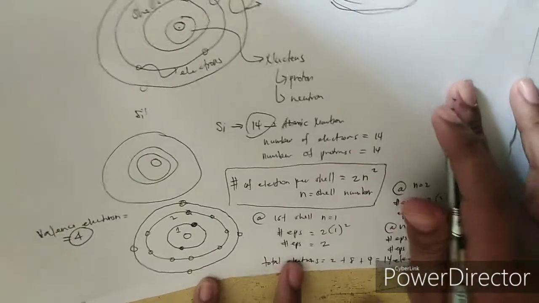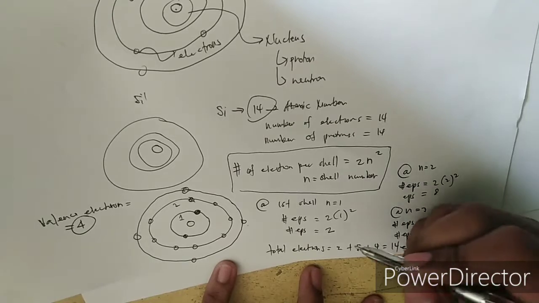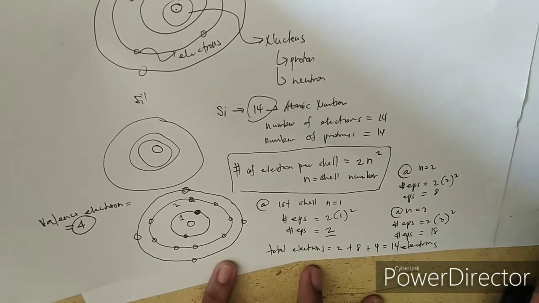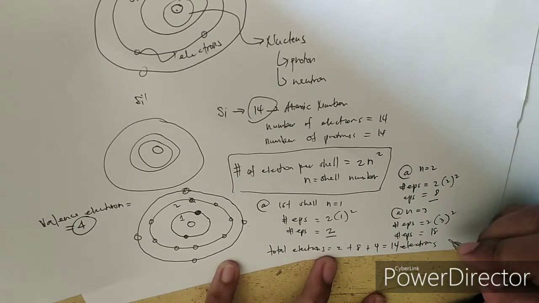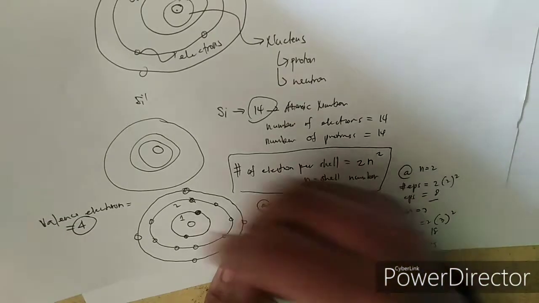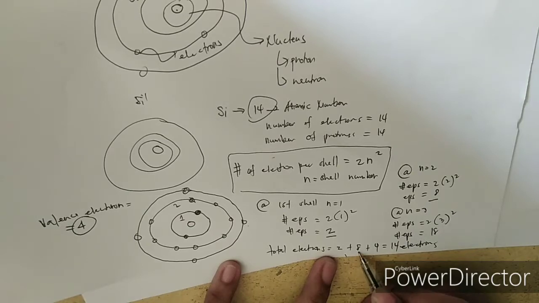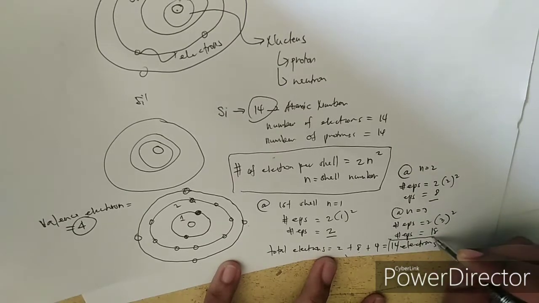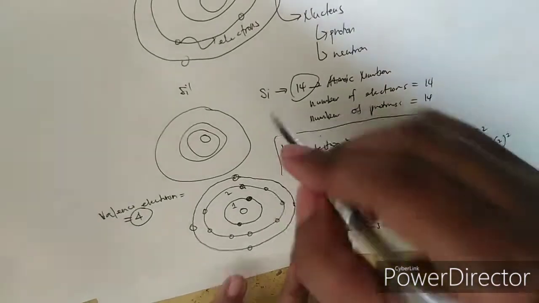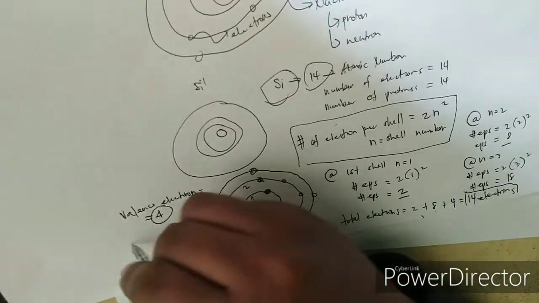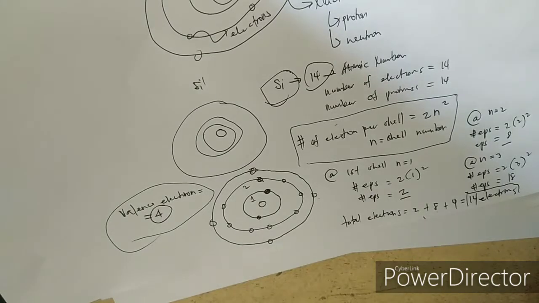If you count all the number of electrons, the first shell has 2 electrons, the second shell has 8, and the third shell has 4. So 2 plus 8 plus 4, we have a total of 14 electrons. And the silicon atom has 4 valence electrons.